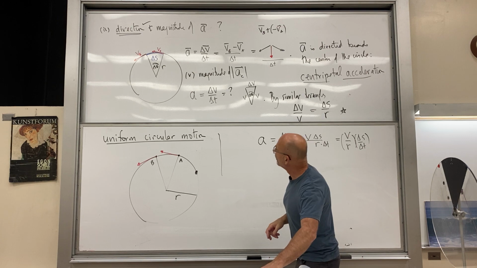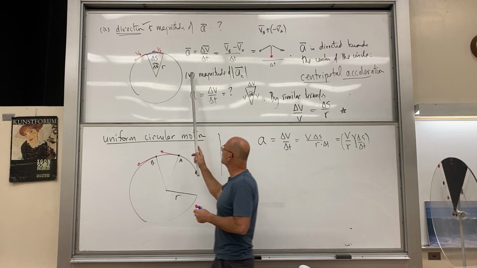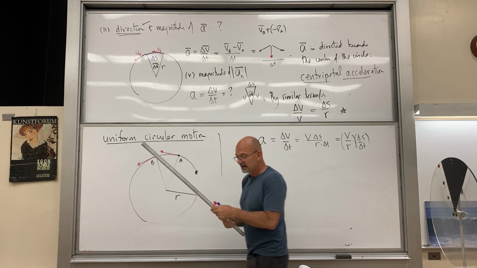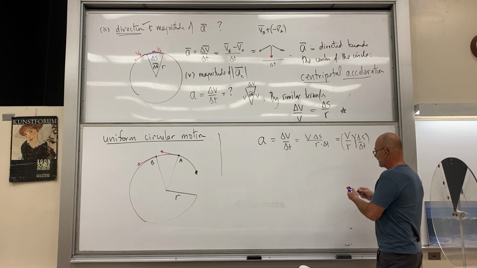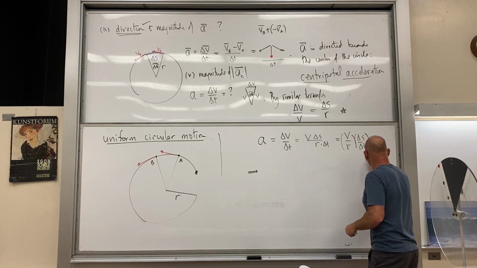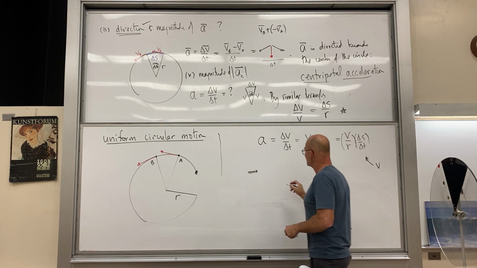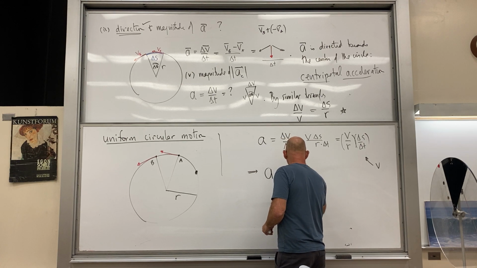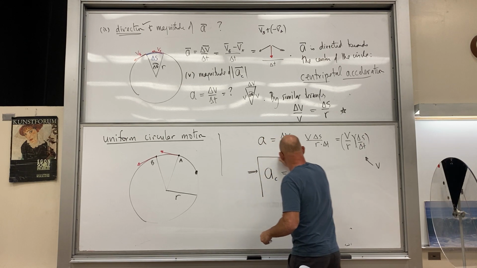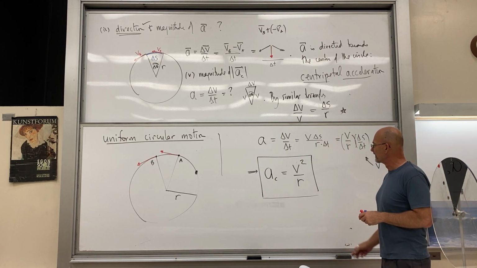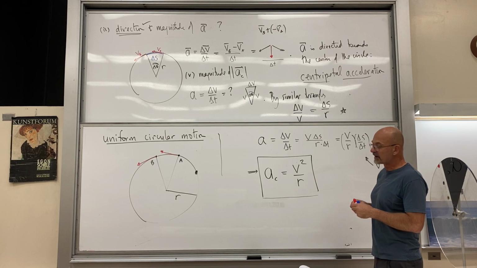But the delta S over delta T, remember we're going around this counterclockwise, that is just V, right? The distance traversed over that delta T. So that itself is equal to V. So what we have for the centripetal acceleration is V times V divided by R. This is a world famous and important result. The magnitude of the centripetal acceleration.